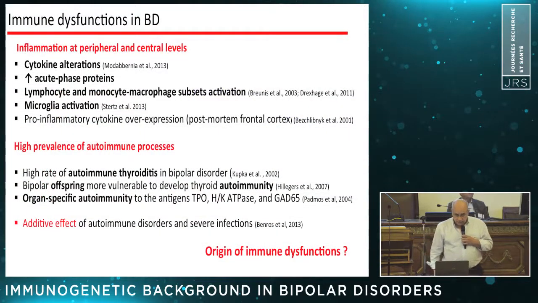Such immune dysfunction is reflected and exemplified, among others, by inflammatory markers, either at central or at peripheral level, by a high prevalence of autoimmune disorders, and by the additive effect of both infection and autoimmune disorder in the incidence of the disease. So, the question we pose: what could be the origin of such immune dysfunction?